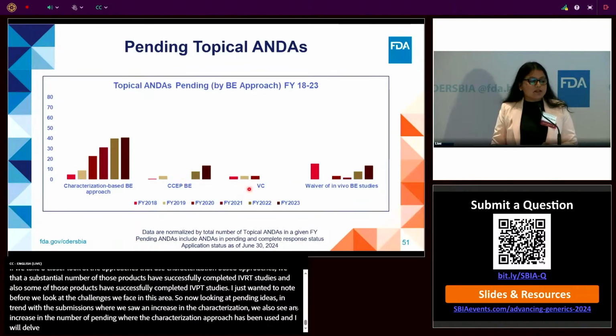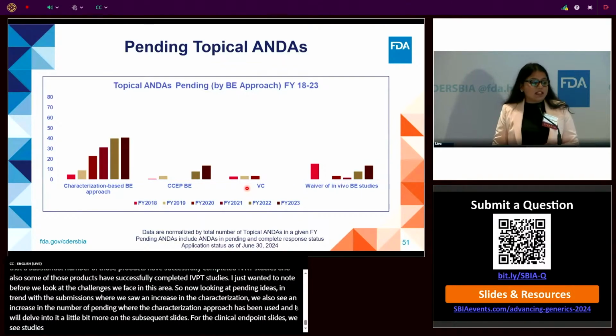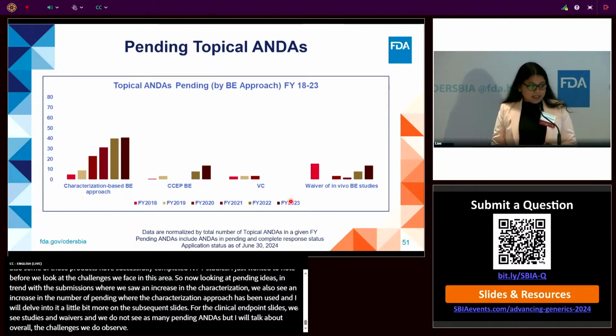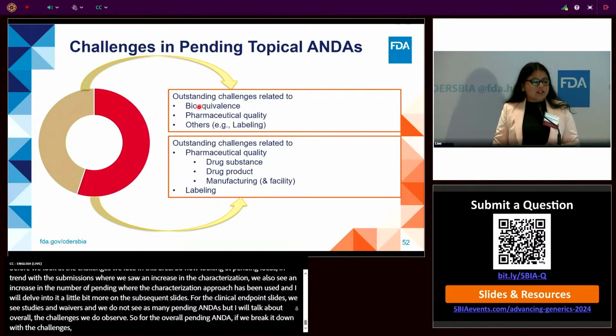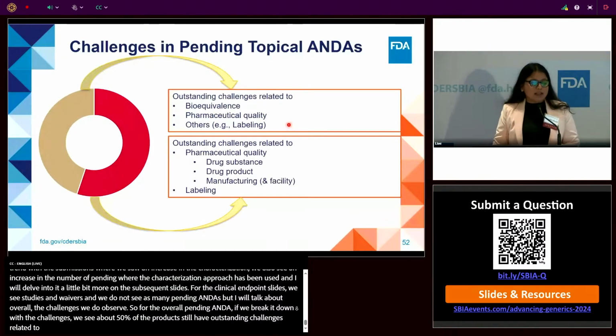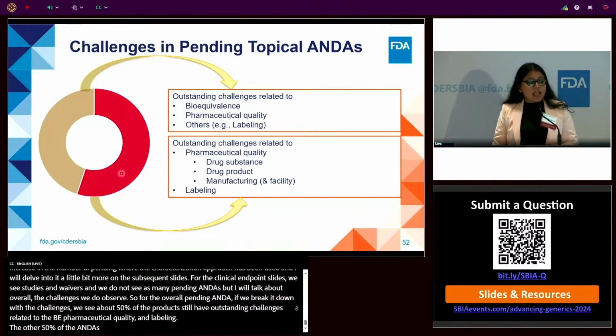For the clinical endpoint studies, VC studies, and waivers, we do not see as many pending ANDAs, but I'll talk about overall some of the challenges that we do observe. So for the overall pending ANDAs, if we were to break them down about the challenges, we see about 50% of these products still have outstanding challenges related to bioequivalence, pharmaceutical equivalence, and in some cases also labeling, for example. But the other 50% of the ANDAs where bioequivalence have been found to be adequate, there are outstanding challenges related to pharmaceutical quality.